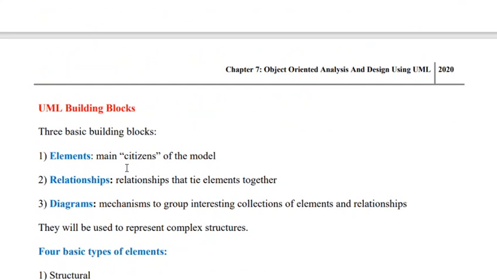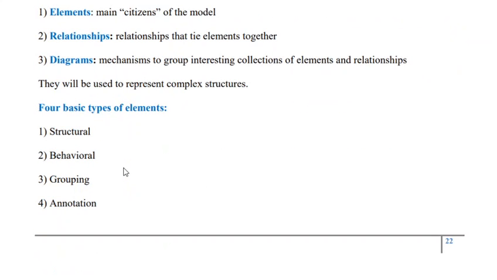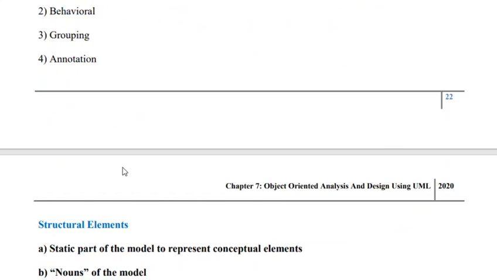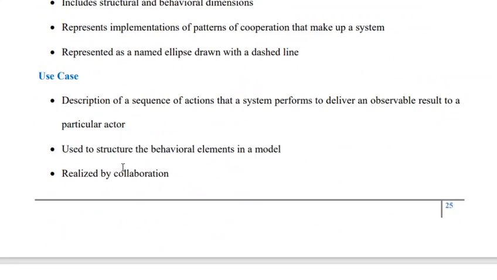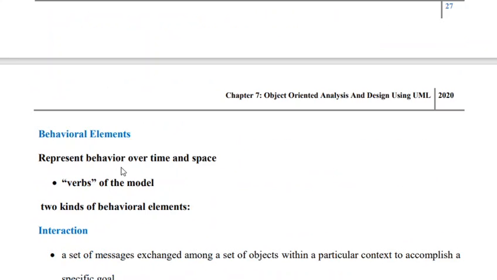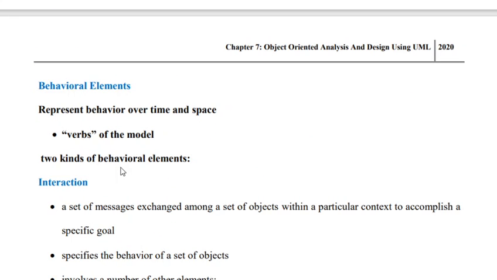Then we discussed the various UML elements: the seven structural elements and the two behavioral elements. In the next class, we're going to discuss the annotation elements and the grouping elements.